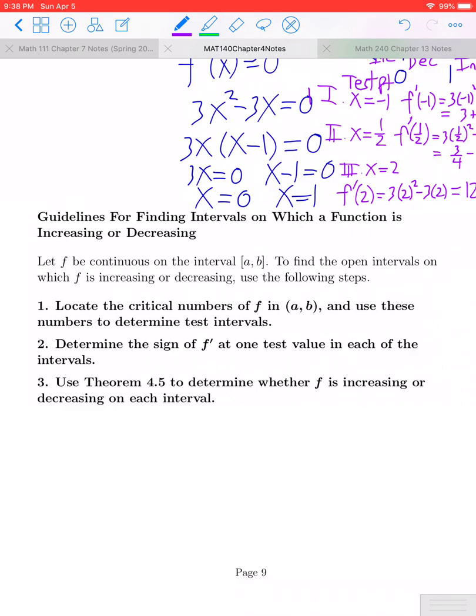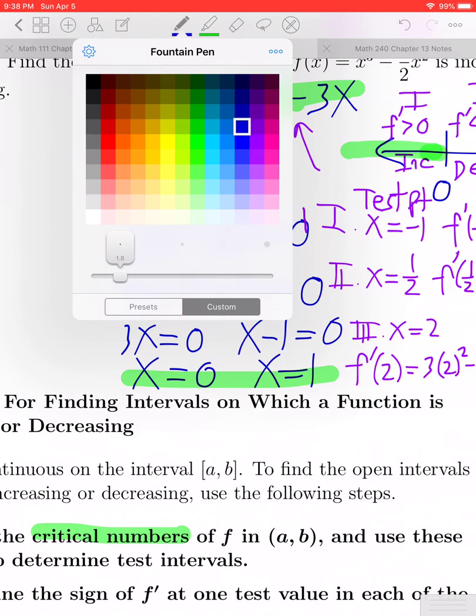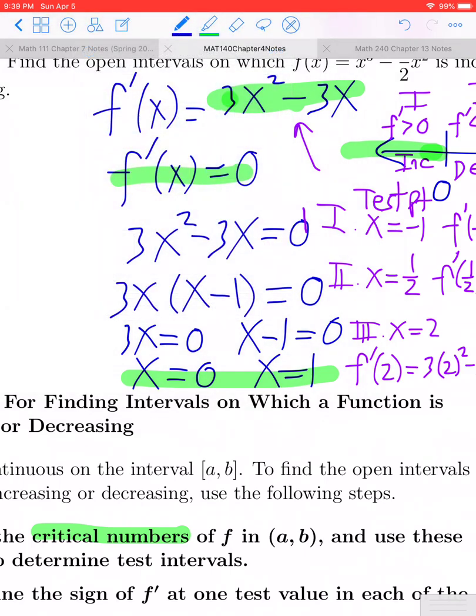We first locate the critical numbers of f in the open interval a to b and use these to determine the test intervals. Notice that if you go back to our earlier definitions, a critical number is a value where either the derivative is equal to 0 or where the derivative is undefined. In the example that we just looked at, this function clearly has some places where f prime of x is equal to 0. Those were at x equals 0 and x equals 1. However, because the derivative was a polynomial, it will be defined for all values of x. So we didn't get any critical numbers of the second type, which would be the places where the derivative would be undefined, although on occasion for certain functions that will certainly occur.